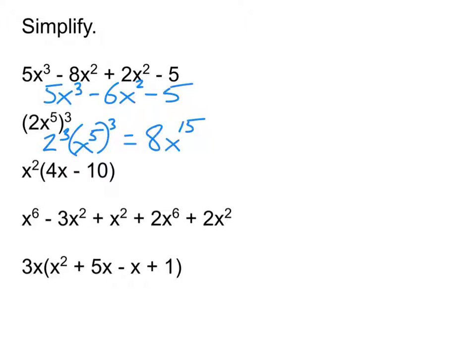All right, so when I do x squared times 4x, that means I'm going to do 4 times x squared times x. Now remember that x squared means 2 x's multiplied together, and I'm multiplying that by another x. So notice it ends up giving me x cubed, because I'm multiplying 3 x's together.